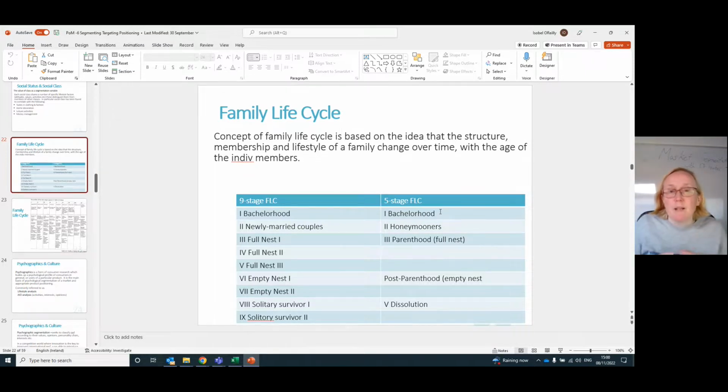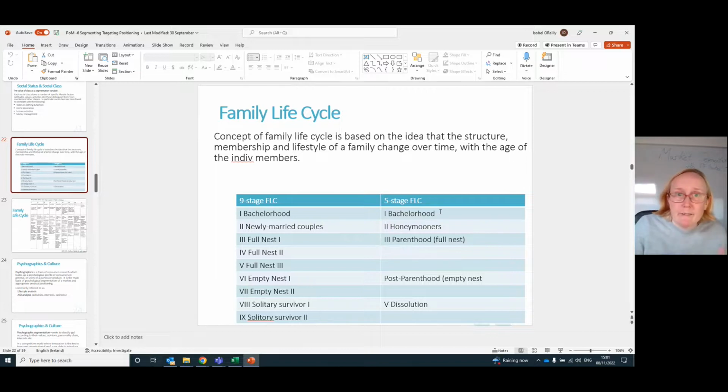Perhaps some of them are starting to leave home, but mainly they're just in the school system. They're in that mid national school/secondary school. And then full nest 3 is typically when they're at the end of their schooling, so mostly in secondary, and perhaps some moving on into college and so on.